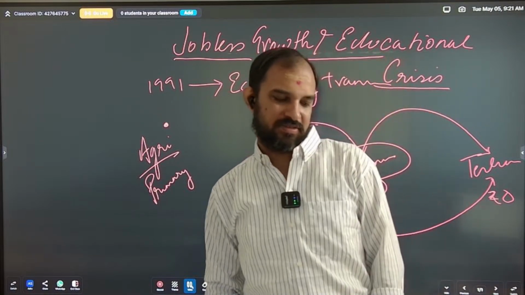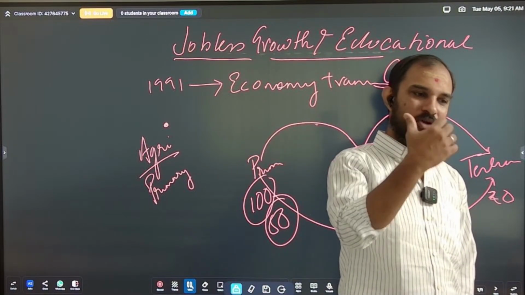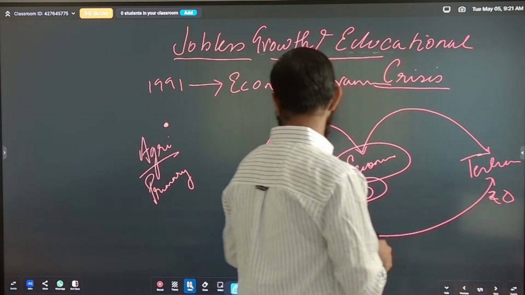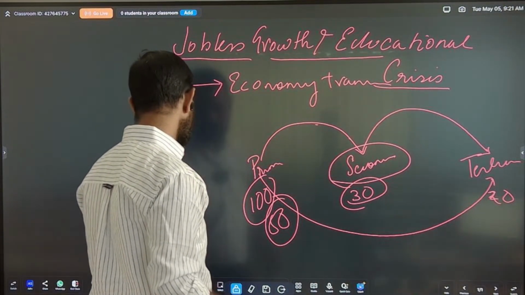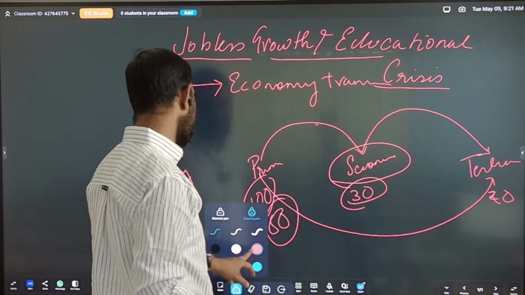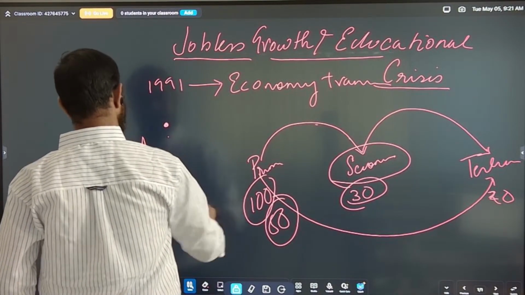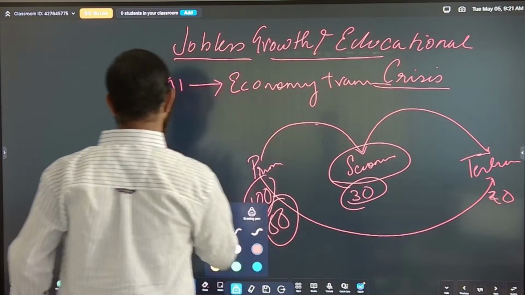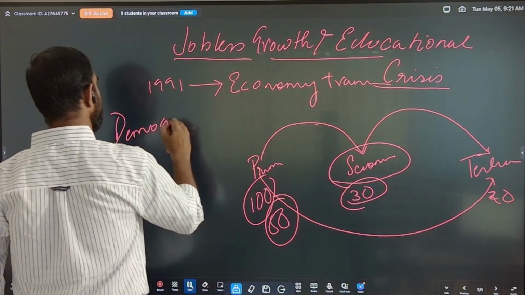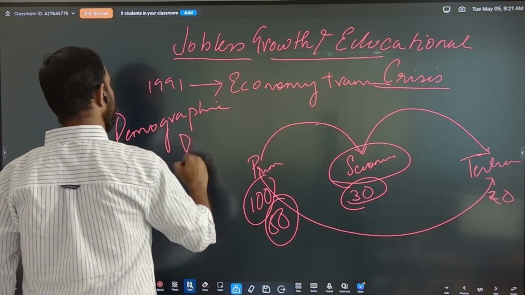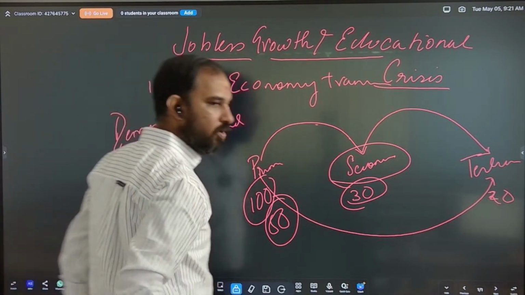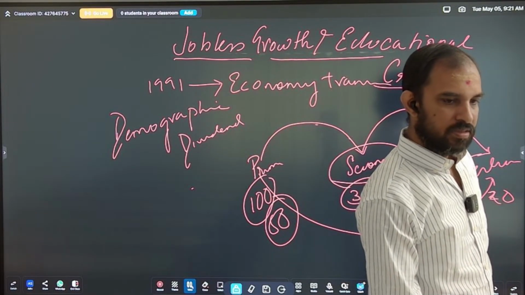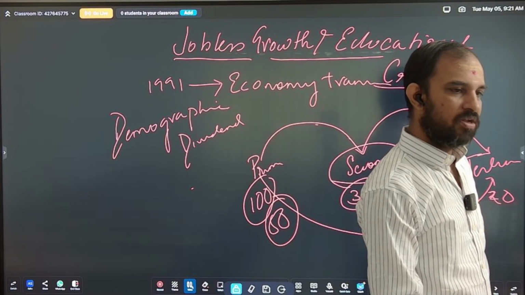What is the problem with this? Can anybody tell me what exactly, where we are heading, what the problem is all about? Remember, we have something known as the demographic dividend. You know what is demographic dividend? Who will tell me what is demographic dividend? Yes, demographic dividend. Who will tell me what is demographic dividend? Yes, what is demographic dividend?